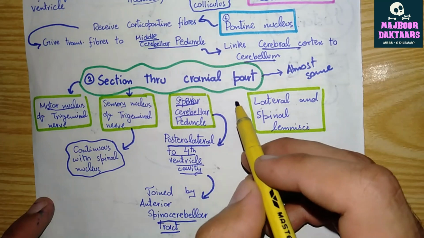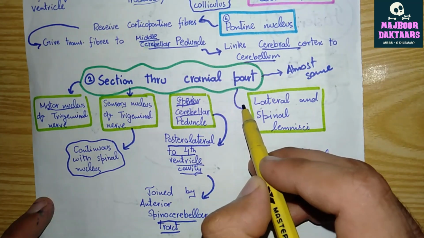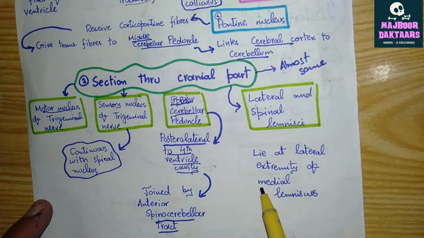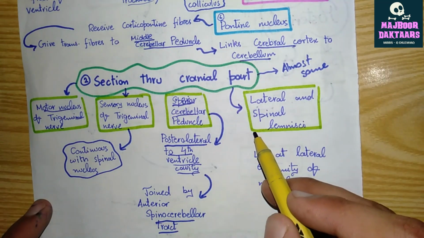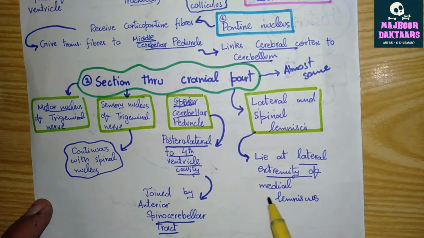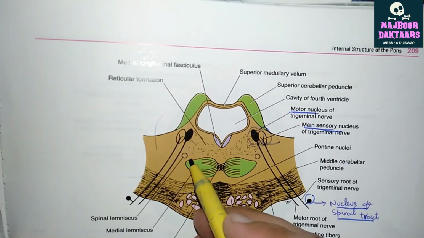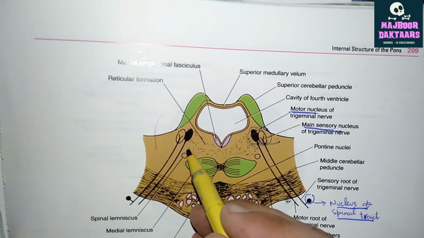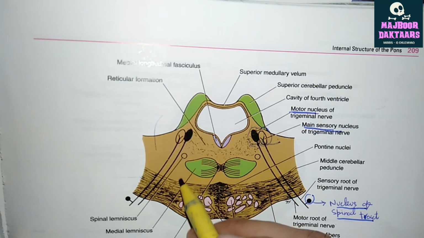Lastly, the lateral and the spinal lemniscus, which were accompanying the medial lemniscus, instead of accompanying it, lie at the lateral extremity of the medial lemniscus. Here is the medial lemniscus, and at its lateral extremity we get the spinal lemniscus.